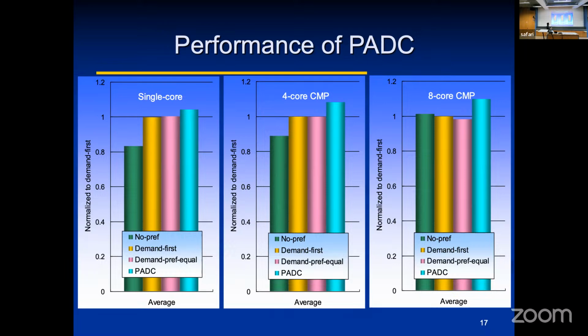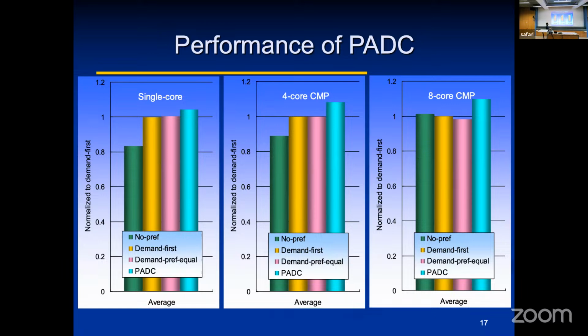What we're showing here is that if you have 2 static policies, the demand first policy and the demand prefetch equal policy that we just discussed, and then this dynamic, adaptive policy, which is the prefetch aware DRAM controller, then in single core, 4 core, and 8 core, all the configurations, the adaptive policy essentially outperforms both the static design policies, and it also outperforms the no prefetching policy.